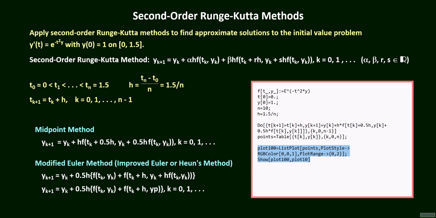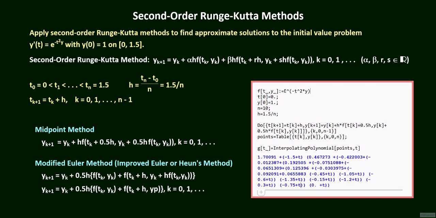We call the Lagrange polynomial g of t. We apply the interpolating polynomial command. It's the interpolating polynomial for points using the variable t. Executing all the command lines, we get to see the Lagrange polynomial through all the points of the midpoint method approximate solution.